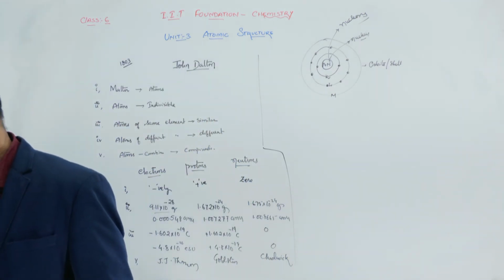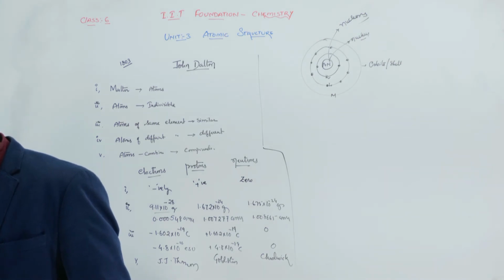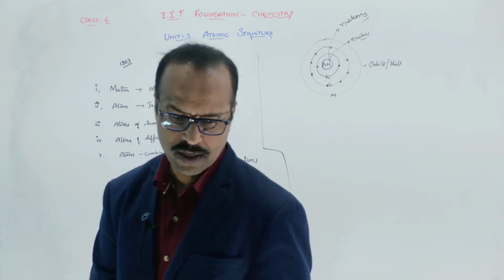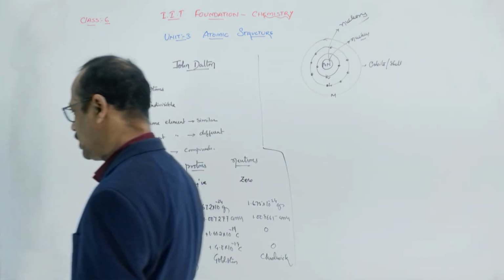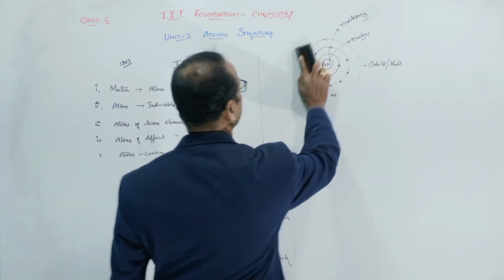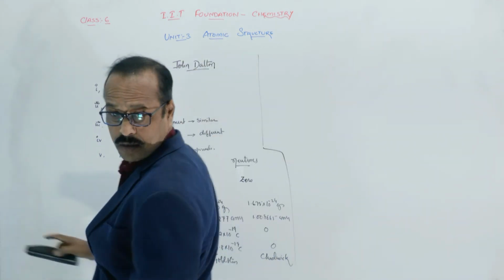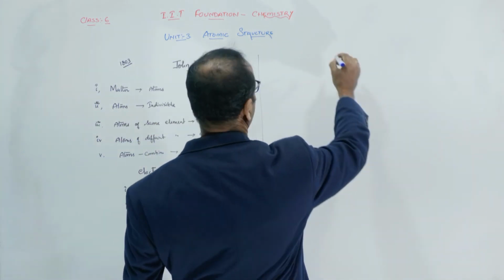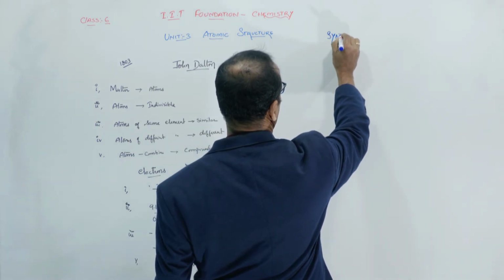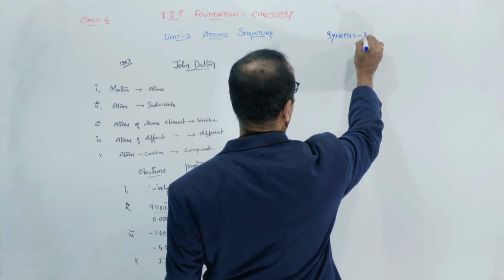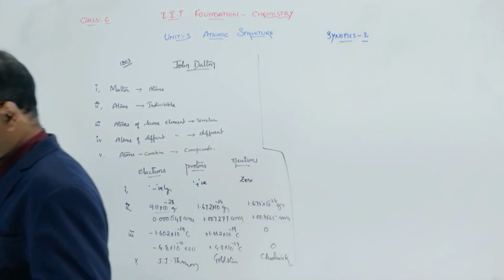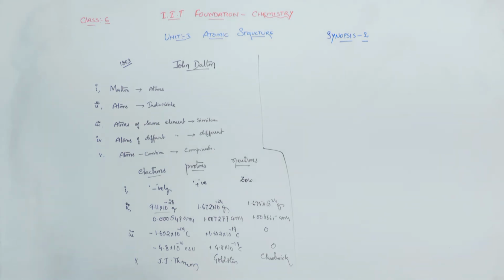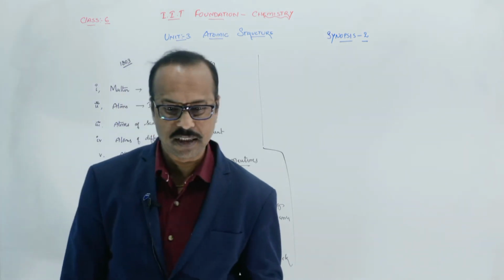Right. So students, I am continuing with the second topic also. This is very simple: atomic number, mass number, calculation of the number of neutrons. A small topic. So we are going to do synopsis 2 of atomic structure now, the arrangement of the particles. First we see the symbolic representation of an atom.